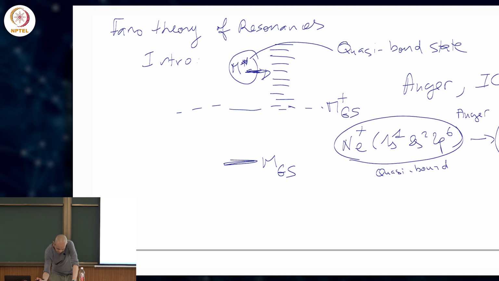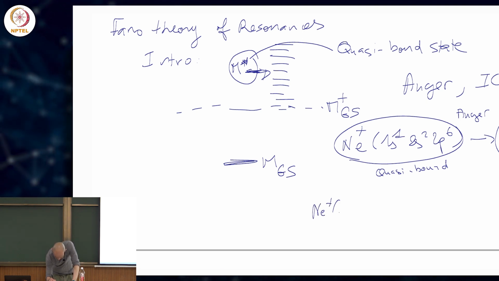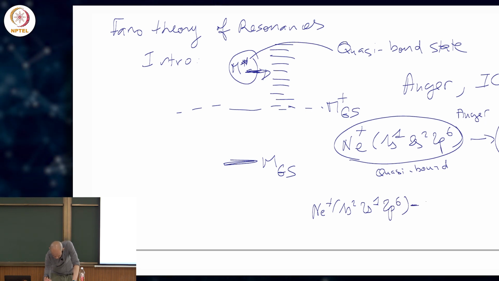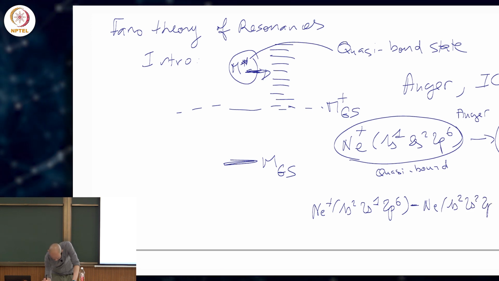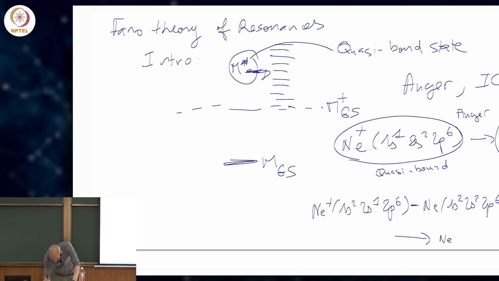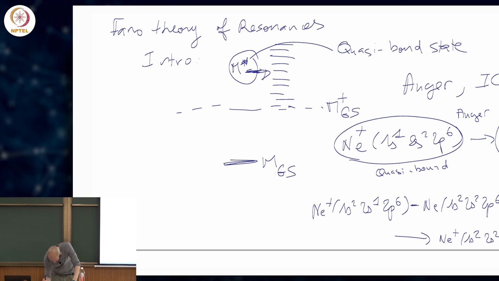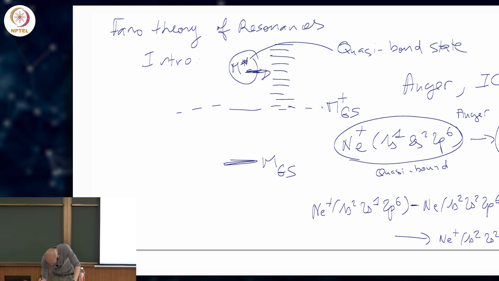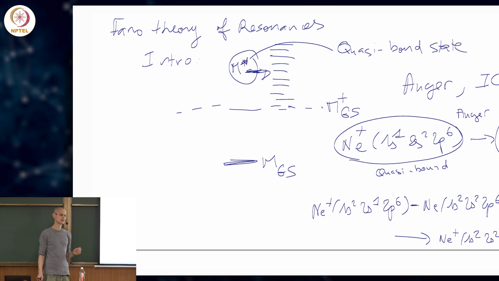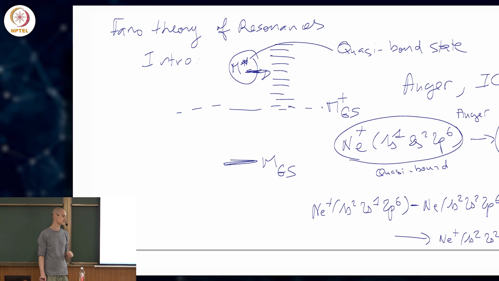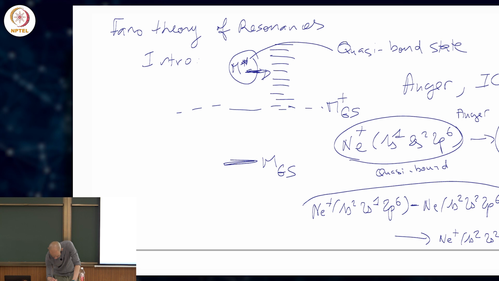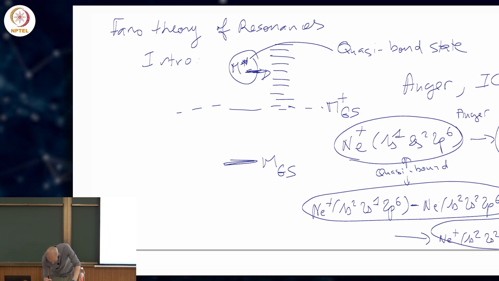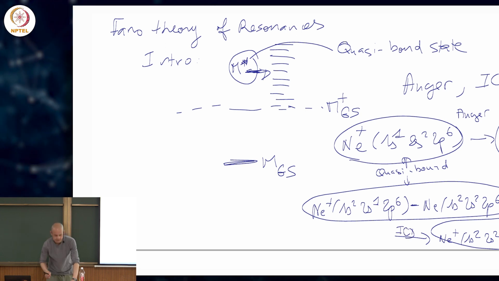For ICD, you start from neon plus 1s2, 2s1. Now the hole is in the 2s orbital, 2p6. For ICD, you need a neighbor. And this goes to neon plus 1s2, 2s2, 2p5 plus neon plus 1s2, 2s2, 2p5 plus an electron. I'm not going to explain more than that for ICD. This afternoon, Len will talk thoroughly about it. It's just to illustrate what I mean. So this is the quasi-bond part, and this is the continuum. Going from the bond part to the continuum, that's what we call ICD, for interatomic Coulombic decay.